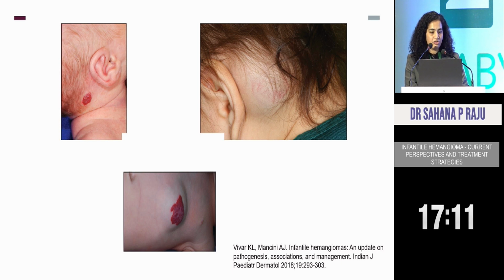Superficial hemangioma presents as bright red papules and plaques, which are mainly thin superficial lesions, and they are non-pulsatile and non-tender. Here you can see a deep hemangioma, which is more into the deep dermis and subcutaneous tissue. And mixed hemangiomas have both superficial and deep components.